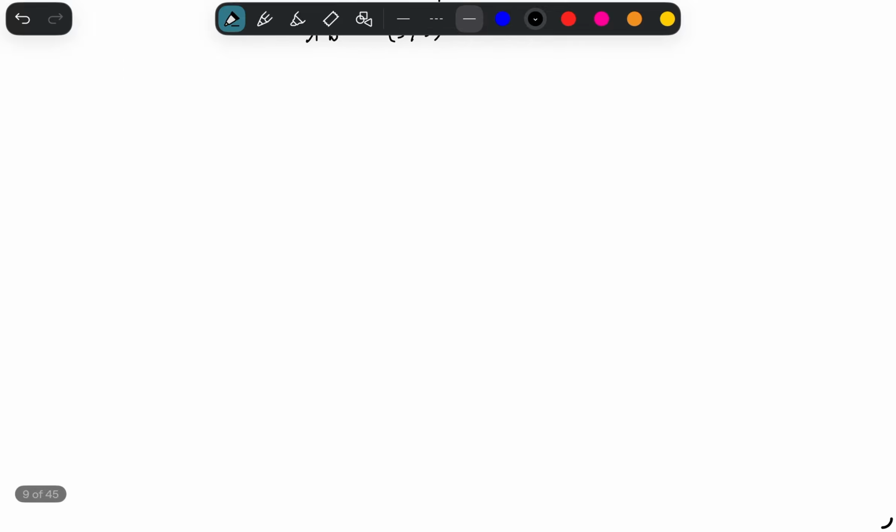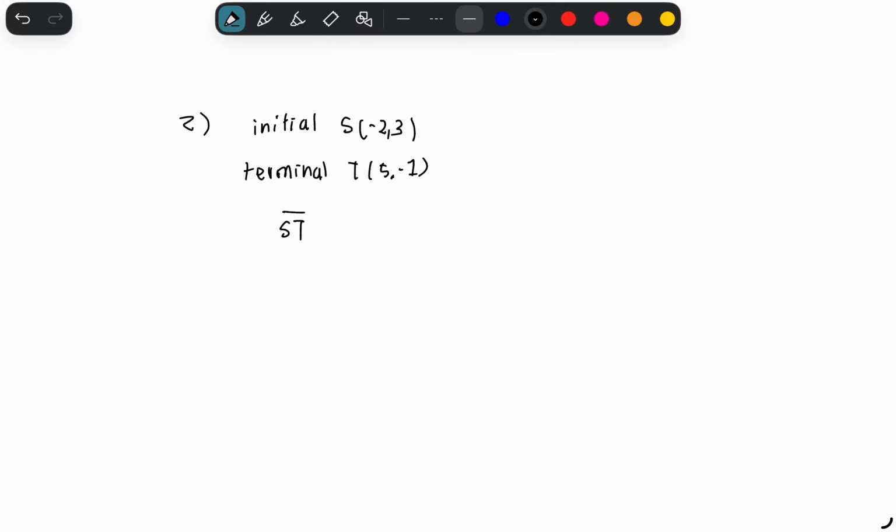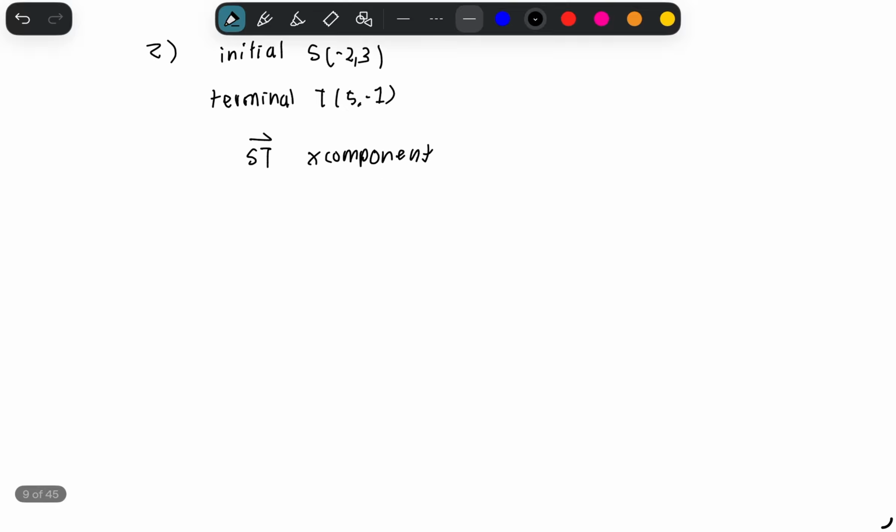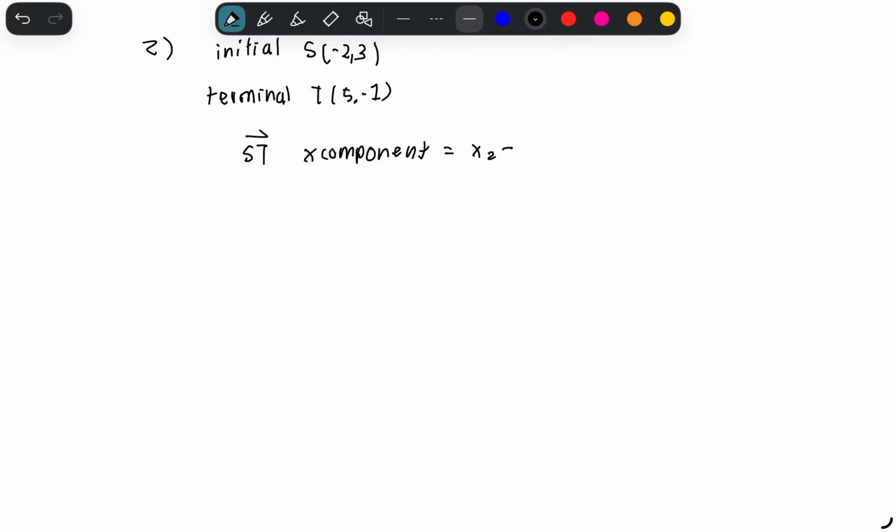Let's say that we have an initial point S (negative 2, 3), and we have a terminal point T (5, negative 1). We want to find the x component of the vector ST. So the x component would be equal to x2 minus x1, which would be 5 minus negative 2, aka 7.